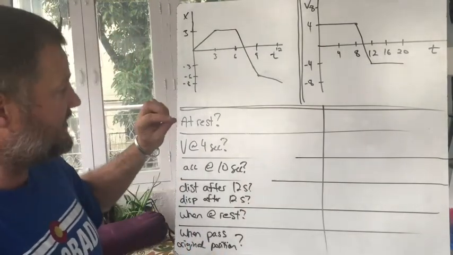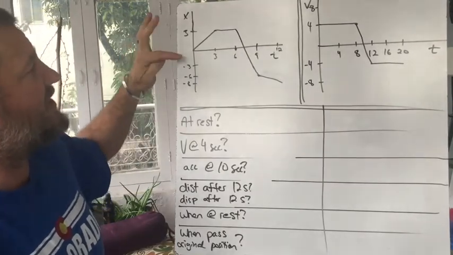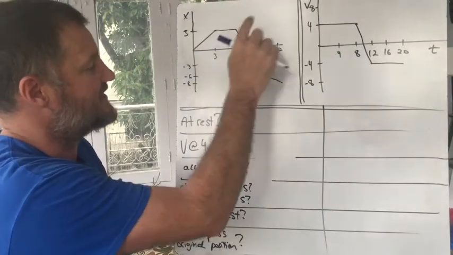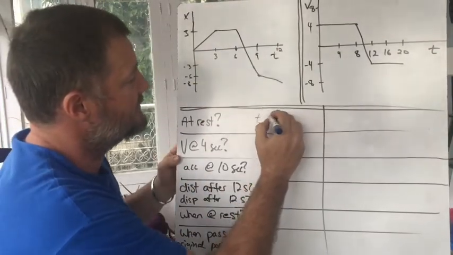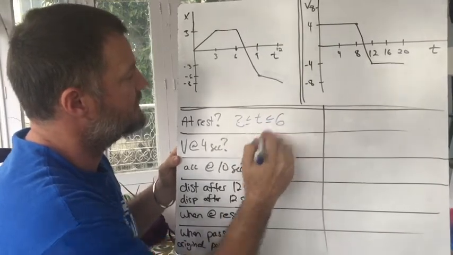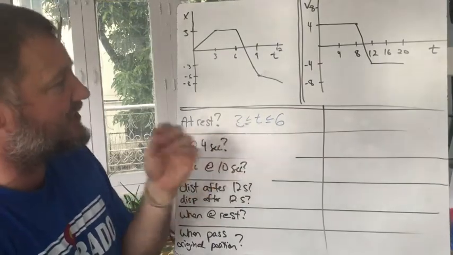So the first question is, when is the object at rest? Well, the object is at rest when its position is not changing, and so between the 3rd and the 6th second here, when the time values are between 3 and 6 seconds, the object is at rest.